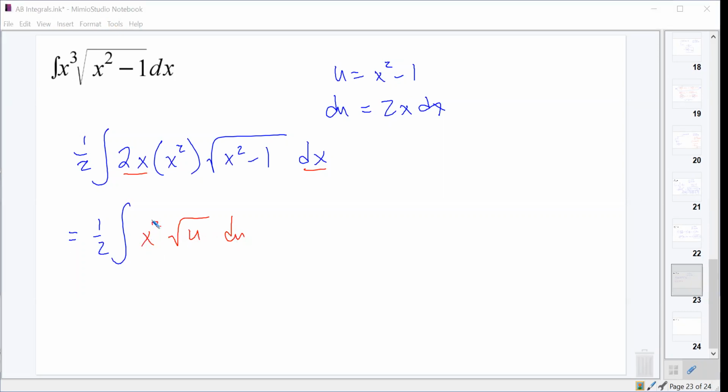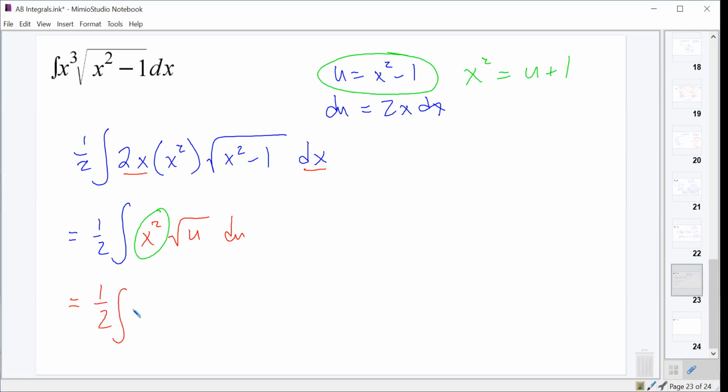So how can I deal with this x squared? Turn it into u plus 1. Exactly. We're going to go back up here and say, well, x squared is equal to u plus 1. And so we then should be able to say this is now equal to 1/2 the integral of u plus 1 times u to the 1/2 du.